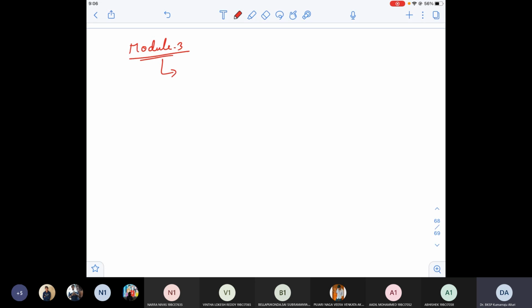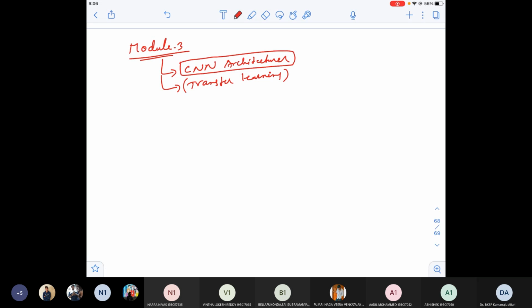But basically, the main two topics are CNN architectures, and the other one is transfer learning. Transfer learning is a very small topic, but it's important for your projects. Okay, so this we will see later, but as of now, at least CNN architectures, we are already in the process of discussing this. So we already completed two CNN architectures, LeNet architecture and AlexNet architecture.